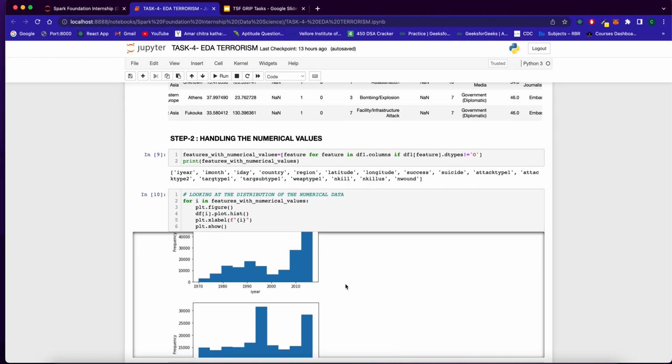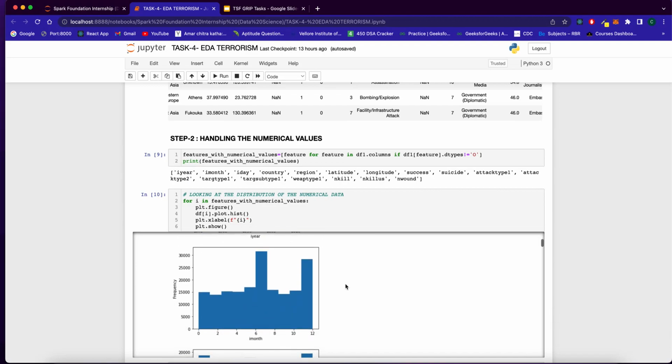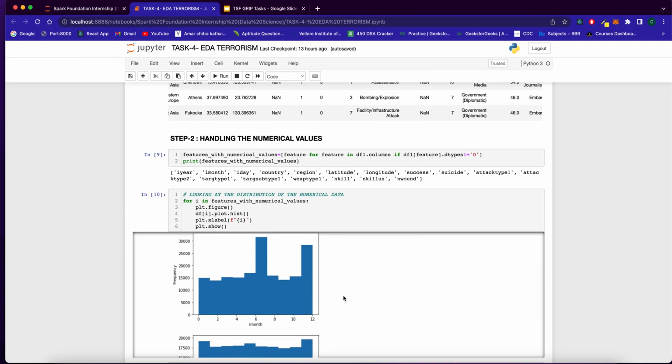As you can see from the histogram itself, as the year is increasing, the terrorism data is also increasing. This could be very important information which I could show to my stakeholders. Similarly, for the month, as you can see, in the month of July most of the attacks are happening, and months 11 and 12, which are November and December, are other months where attacks are mostly happening. This could be very insightful for my stakeholders to understand that in these months everyone needs to be quite careful. That is quite an important aspect of this data set.